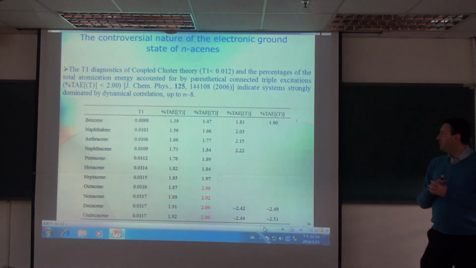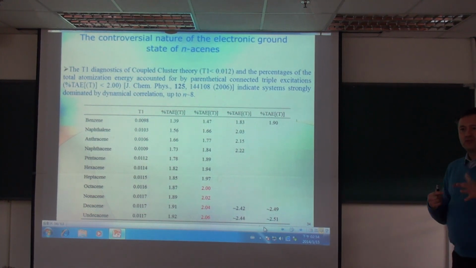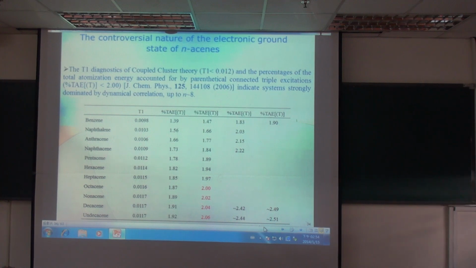So there are different diagnostics that have been developed in order to evaluate the extent of multi-reference character and thus of the singlet open shell character of molecules. One is the so-called T1 diagnostic of coupled cluster theory. Well, this diagnostic has been quite strongly criticized in the literature. Thus we also rely on another diagnostic that was devised by Jan Martin and his co-workers in this paper here.